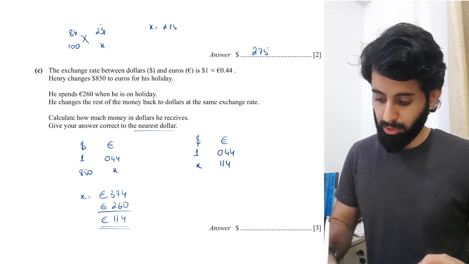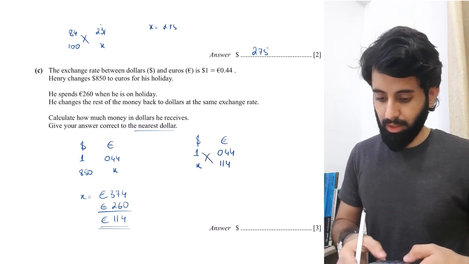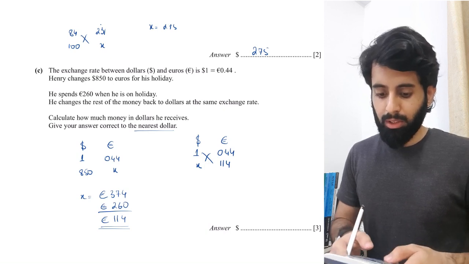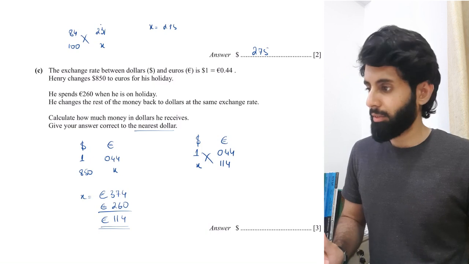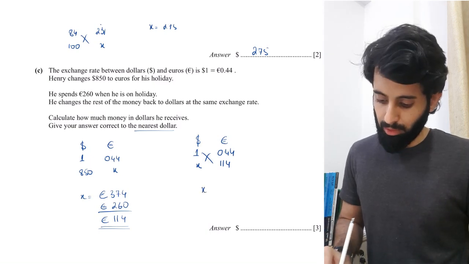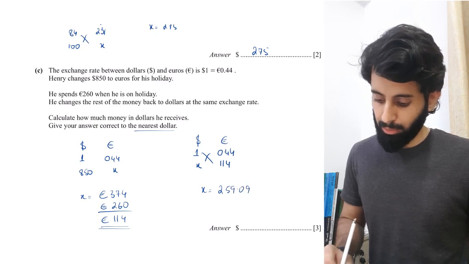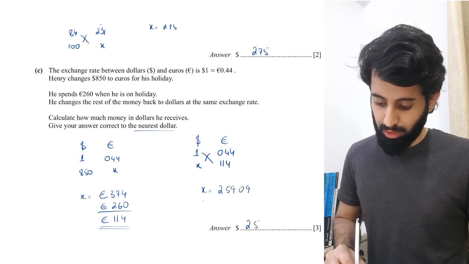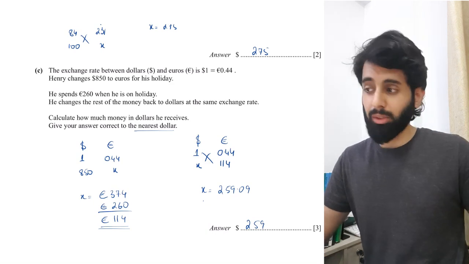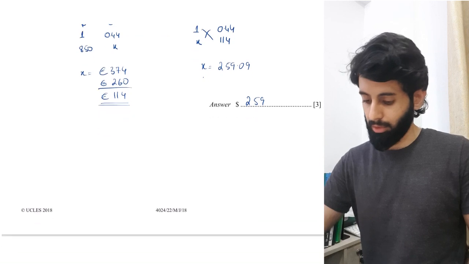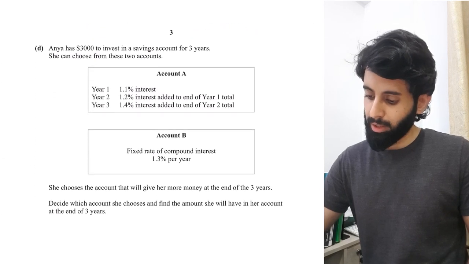Okay, so cross multiply, so that'll basically lead us to 114 divided by 0.44, which turns out to be 259.09, which if you round it off will be 259. So make sure that you write 259.09, and then when you're giving your final answer, since the requirement of the question is that you have to round it off correct to the nearest dollar, you round it off to 259.